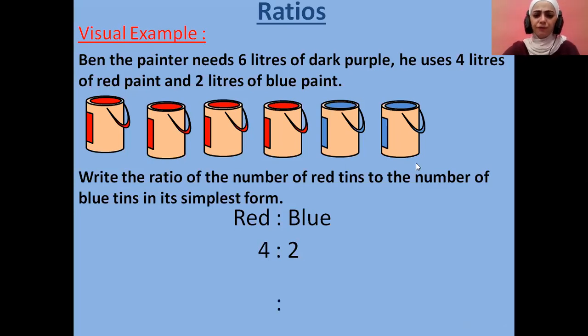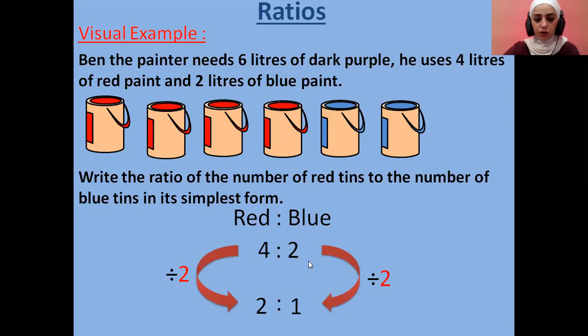If you want to simplify it, imagine that this is a fraction. What is the common factor between 4 and 2? It's 2. So we can divide 4 by 2, which is 2, and 2 by 2, which is 1. So the last step is the simplest form. This is how we simplify that ratio.